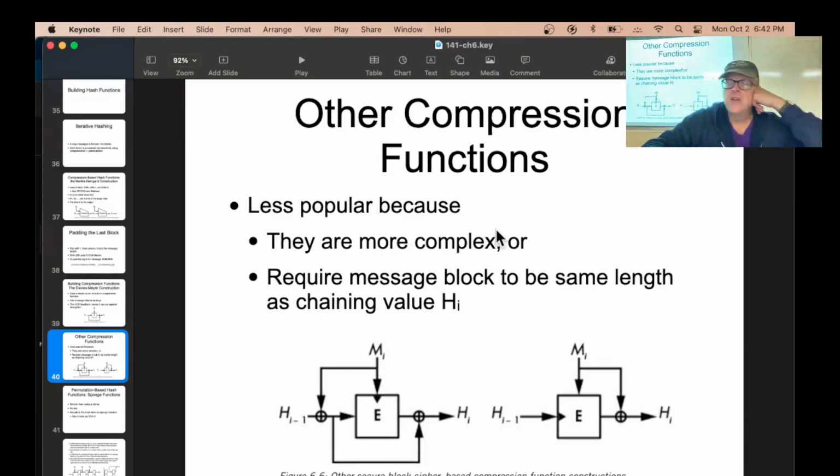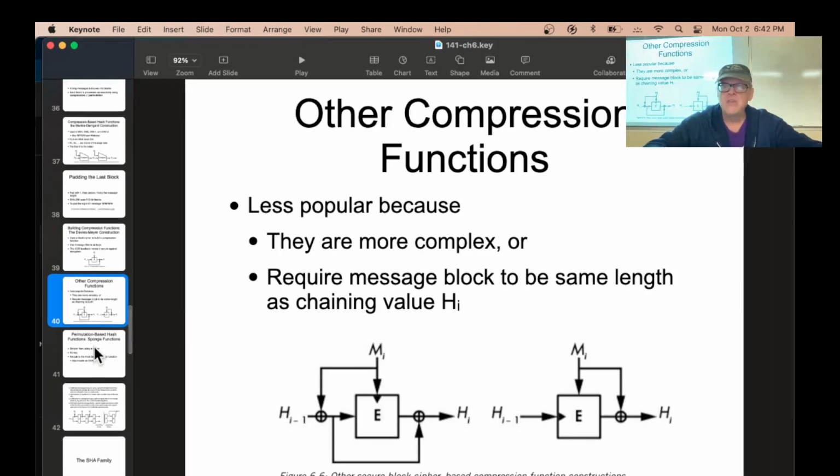All right, there are other compression functions. There's a bunch of them. They use different mixtures of these things. Use the message both as the key and you XOR it here. You also have an XOR here. You can put the message there. There's lots of different ways to do it. They're less popular than the other construction. All of them are in principle strong.